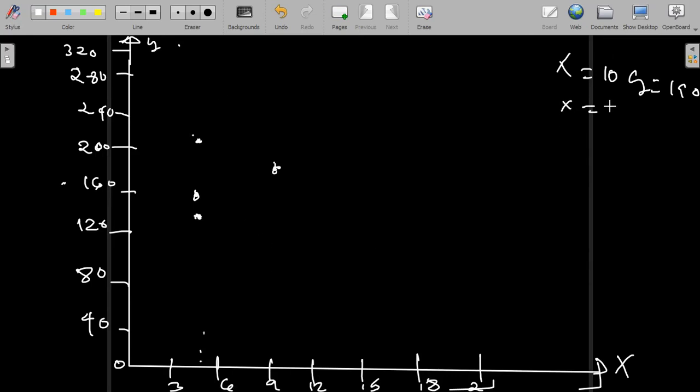We also have X equal to 10 and Y equal to 240. This will appear at that point of 240 on that side. And suppose also we have X equal to 10 and Y equal to 260. It will take the position above the points of Y equal to 240 and 190.